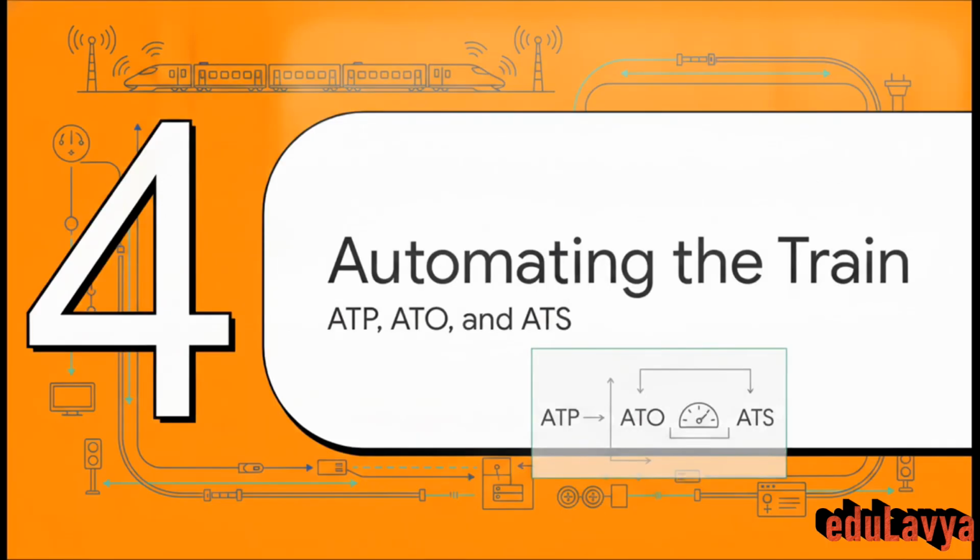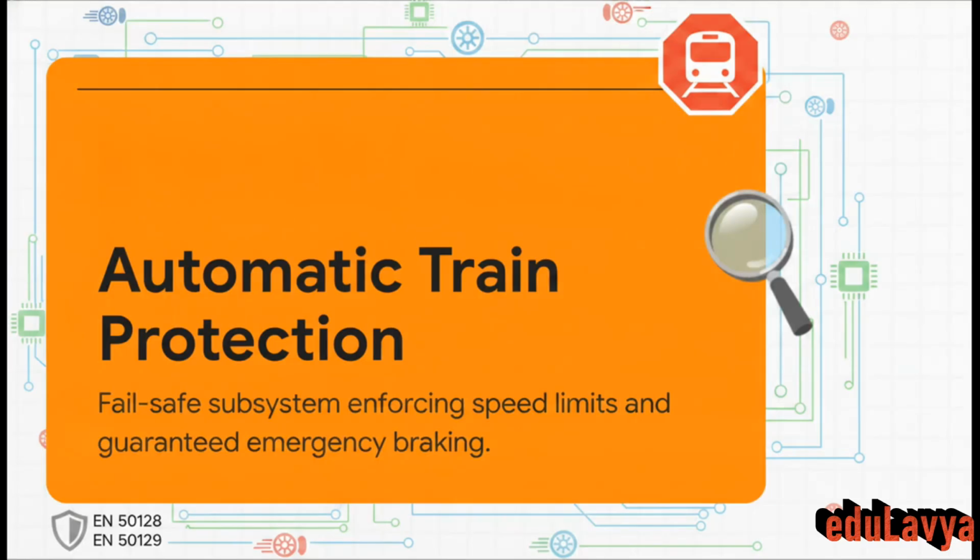We have the data flowing, but how do these digital communications actually translate into controlling the physical movement and safety of a massive, heavy steel train? Well, it all starts with the absolute most critical component, automatic train protection, or ATP. This is your fail-safe subsystem. It enforces speed limits and guarantees emergency braking. Literally, if a train exceeds its authorized speed, ATP takes over and triggers an irreversible emergency brake.